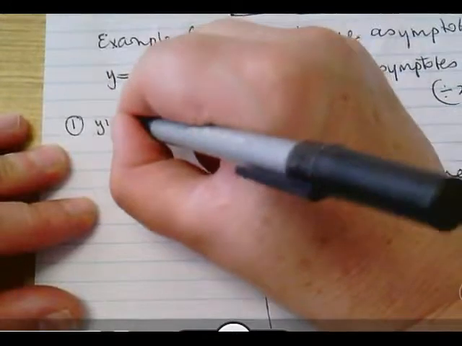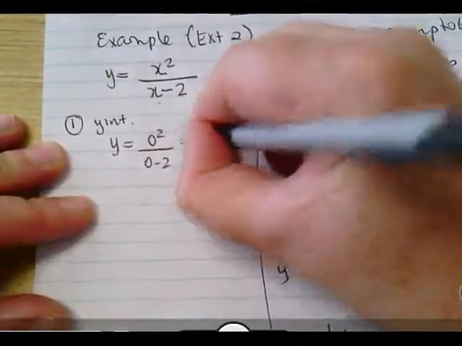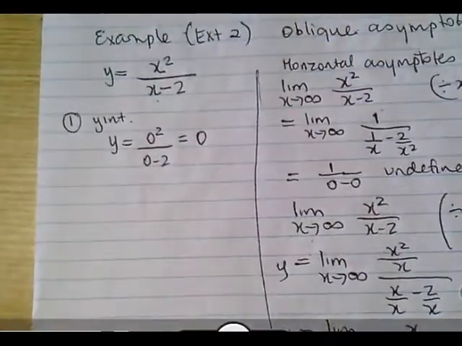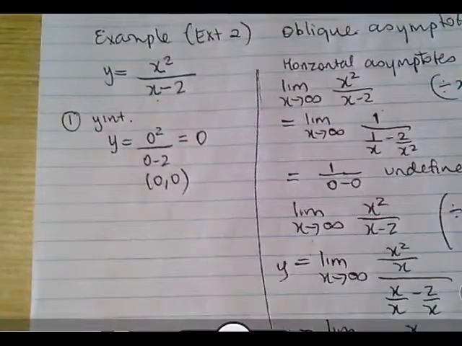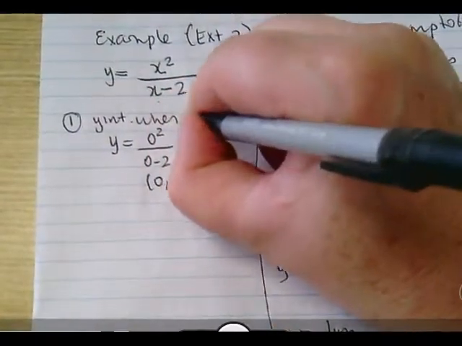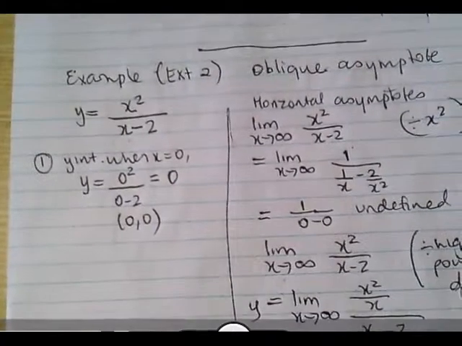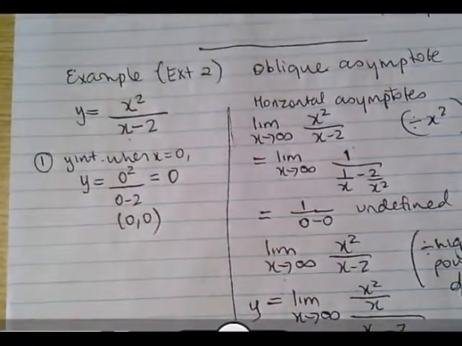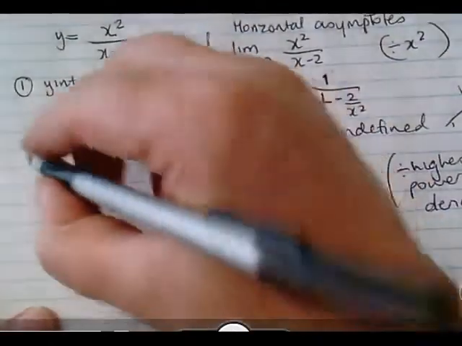Y-intercept. So you get y equals 0 squared over 0 minus 2. That 0 over negative 2 is 0. I don't need x-intercept. The curve passes through the origin. When x is 0, y is 0. That's good. Have a look at it. Do you really think it's even or odd? Don't think so, but we'll have a quick check.